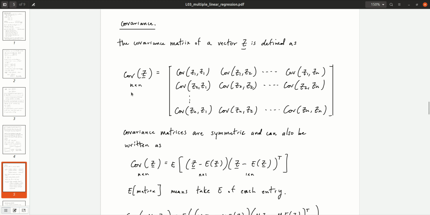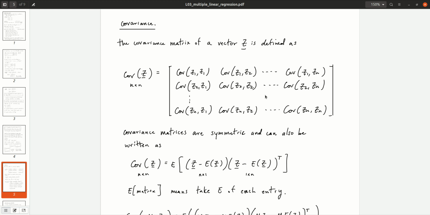The reason for that is there are n entries of z, and so there are n squared combinations of the entries. So we could do z1 with itself, z1 with z2, and we could do z2 with z1, z2 with itself, and so on and so forth. So we can represent the set of all the covariances for every element of the vector as an n by n matrix, where the ij entry is the covariance between zi and zj.